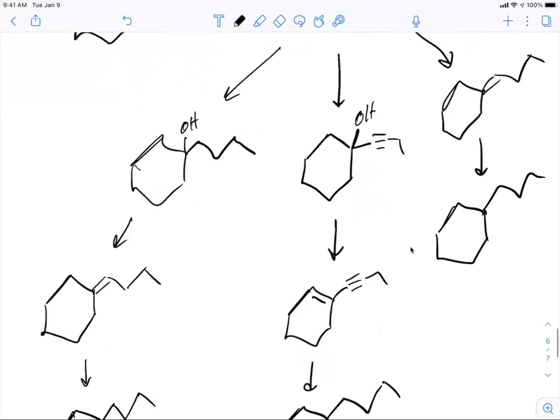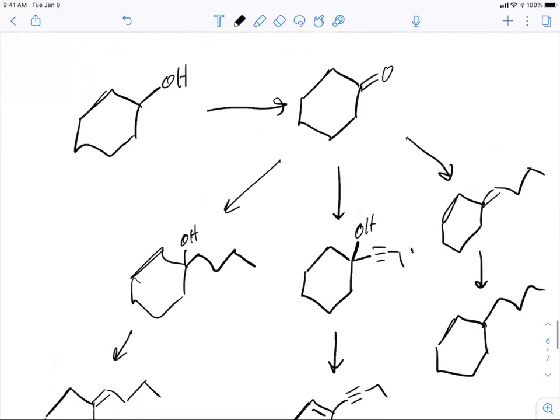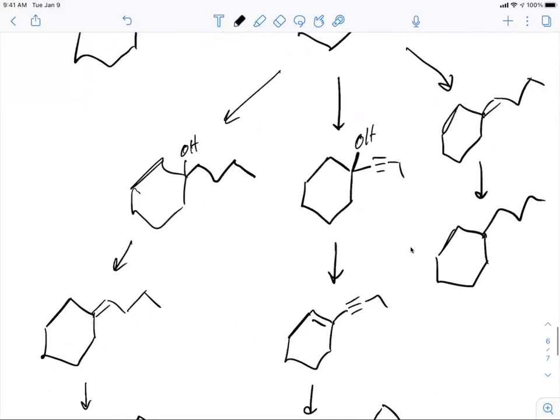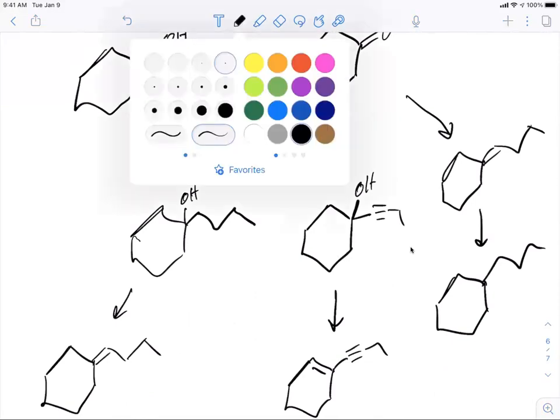So if we were looking at this one, okay, one of the kind of pseudo rules, rule of thumb per se, is that you want the synthesis that is the lowest number of steps. Now, that's not always going to be the best, but that tends to be the best, right? So if we look at it, going through the Grignard, right? So this is the Grignard path.